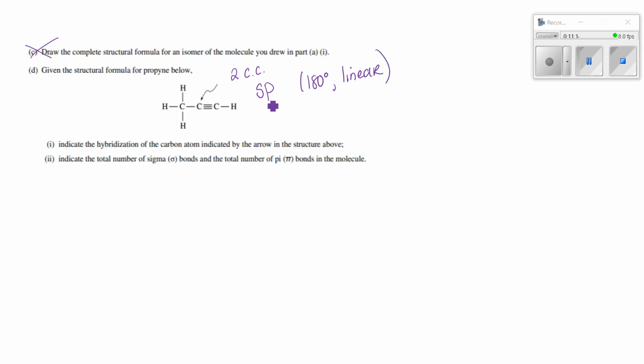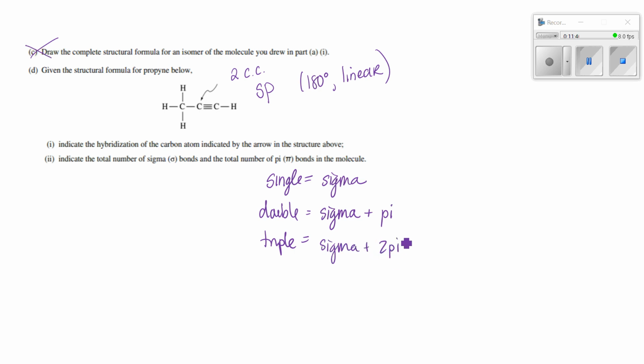Remember, these 3 things are all related. The name of the shape, the bond angle, and the hybridization are all linked together. And then the sigma and the pi bonds. So what you want to remember is a single bond is always going to be a sigma bond. The only time you have pi bonding is if you have a double or a triple bond. And whenever this happens, the first bond is always a sigma bond. So if there's a double bond, what that means, you have 1 sigma and 1 pi. If there's a triple bond, you have 1 sigma and 2 pi bonds.